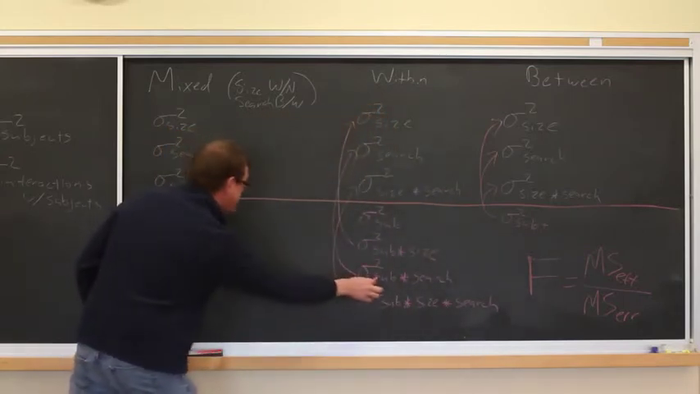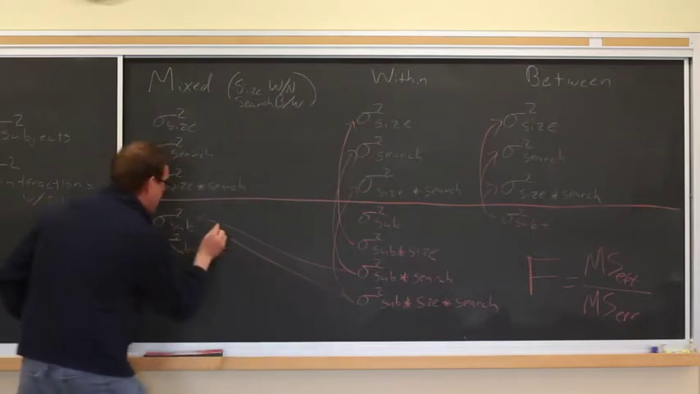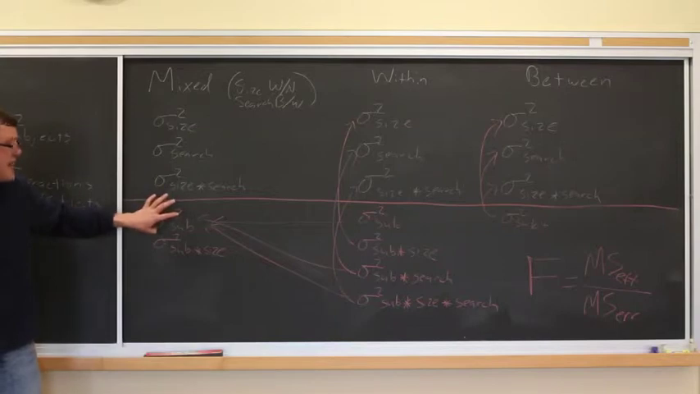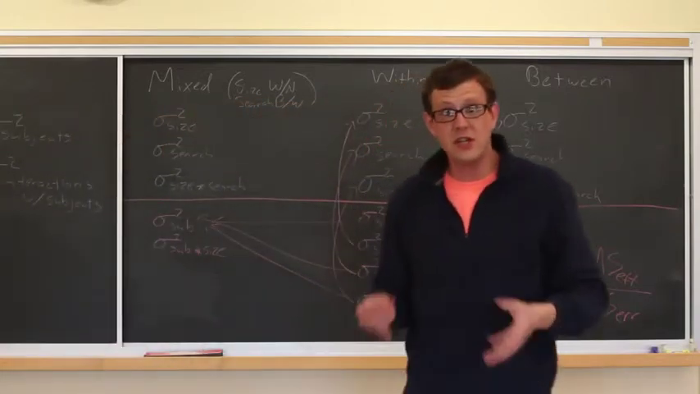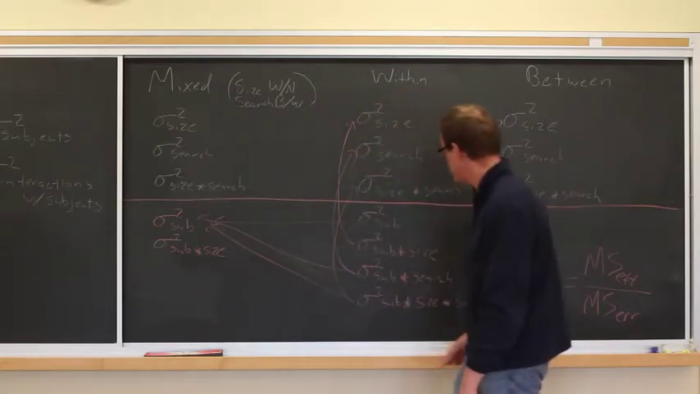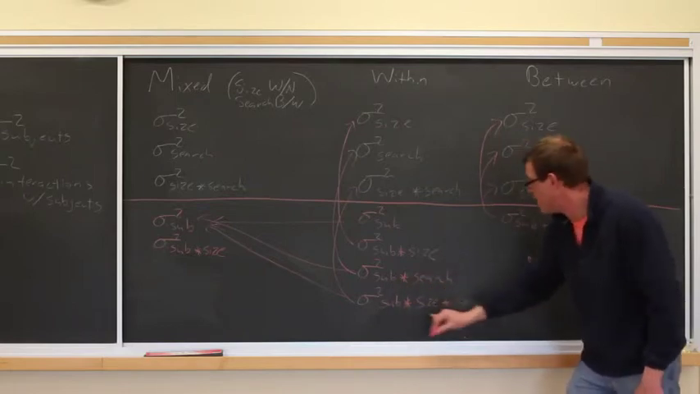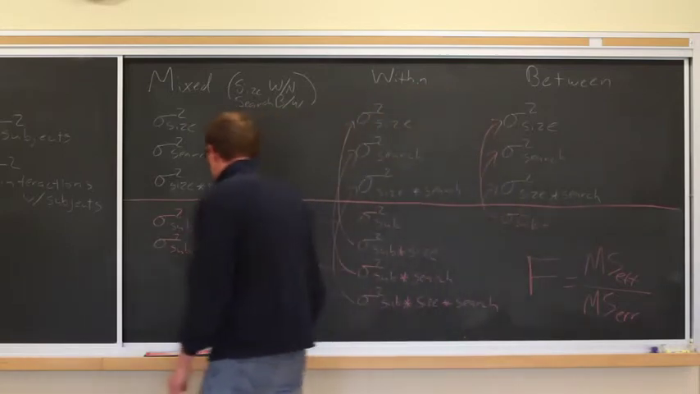So these pieces here, they all get lumped together because I can't break this up any further, because we don't have observations of those subjects across the between subjects factor. Which means that we can't look at subject and search, the between subject factor, or subject, size, and search, because it includes the between subject factor.